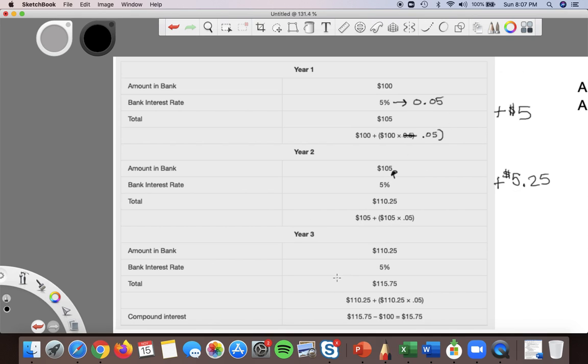You do that again year 3, that $110.25 balance increases by 5%. Now the total goes up to $115.75. The whole balance has increased now by $5.50. Pretty cool. The reason that happens, again, is because you're earning interest not just on the principal amount, but also on all the previously accrued interest. So that's why compounding is sometimes described as interest on interest.